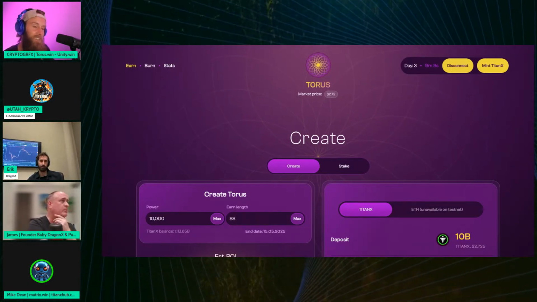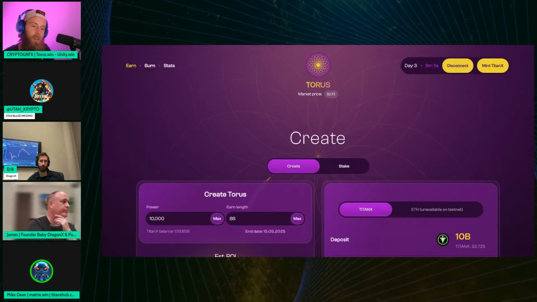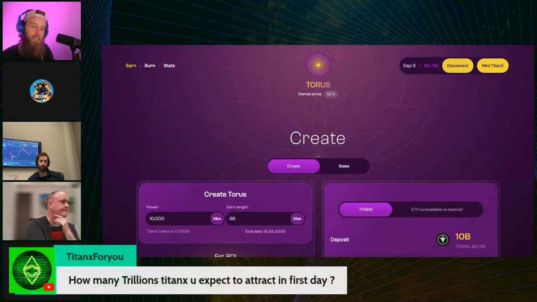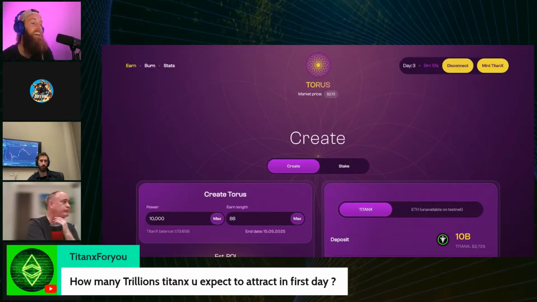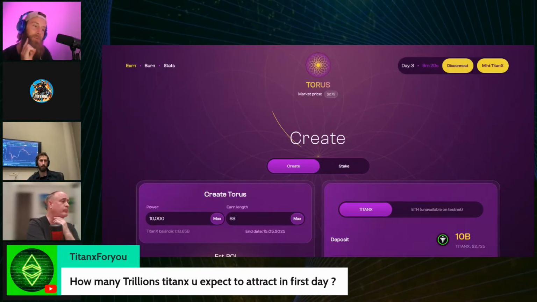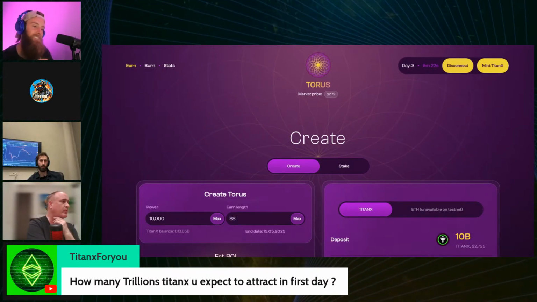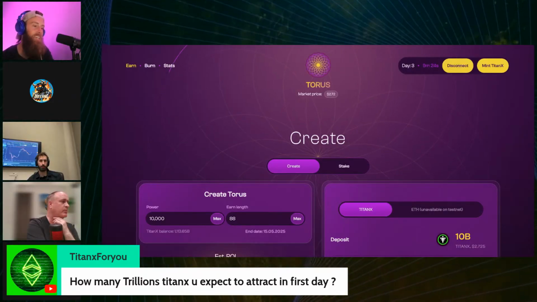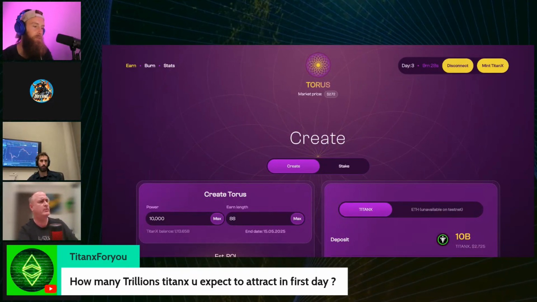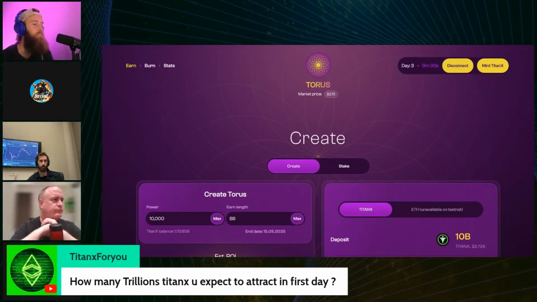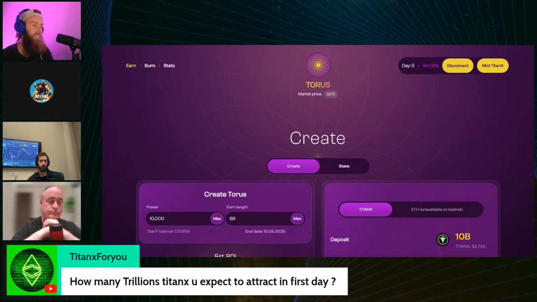So let me scroll back in the chat here. I'll start with this one. How many trillions of TitanX do you expect to track in the first day? I don't know. But what I would like to do is pose it to you guys. What thoughts do you have about what we might see coming into Torus? Let's go first day and first week. What are you guys thinking?